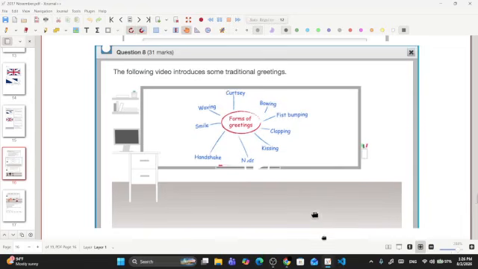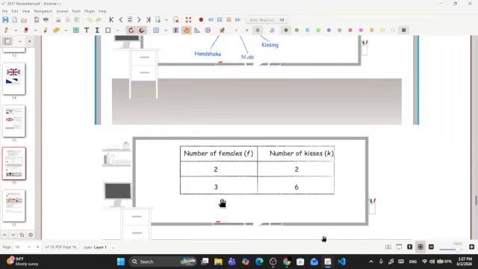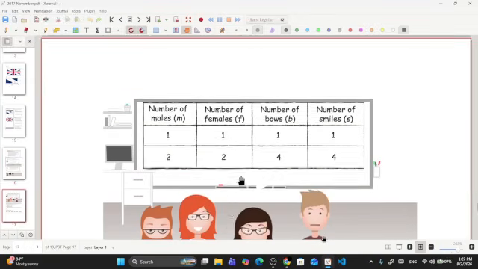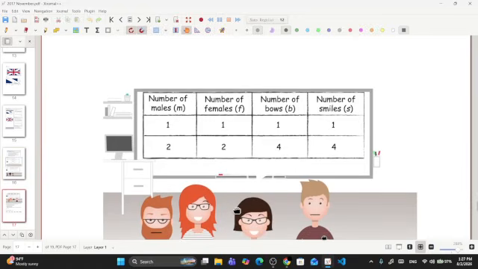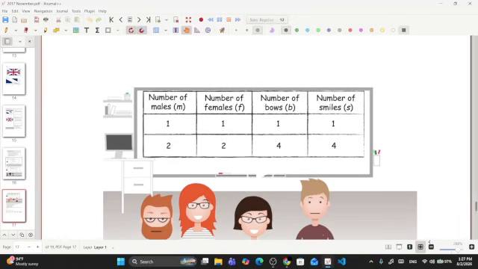2017 November sequences. The following video introduces some traditional greetings: waving, smile, handshake, nods, kissing, clapping, first fist bumping, bowing, curtsy. Okay, all right. Number of females 2, 3. Number of kisses 2, 6. Okay, to everyone their own culture. Number of males 1. Number of females 1. Number of bows 1, 4. Number of smiles 1, 4.